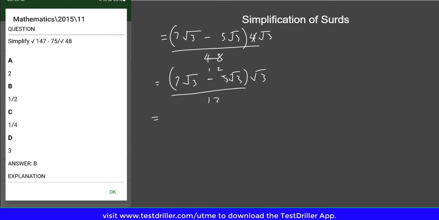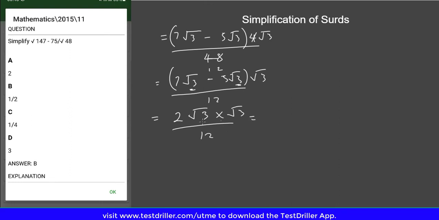7 root 3 minus 5 root 3 from the first rule. Since they have the same pure surd, you just subtract the number in front of them. So that becomes 2 root 3. That's 7 minus 5, 2 root 3, then times root 3 divided by 12.